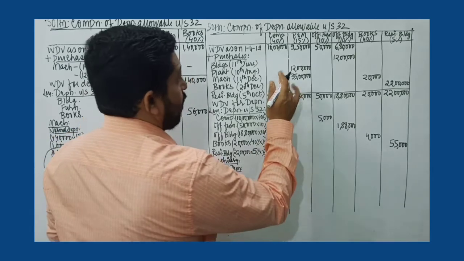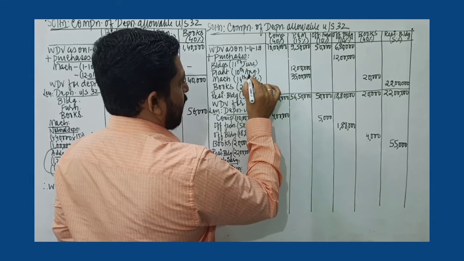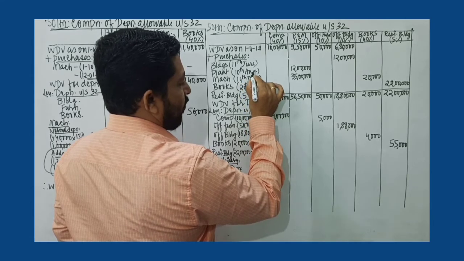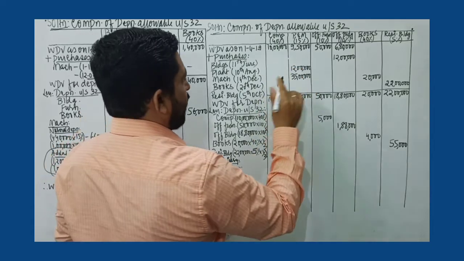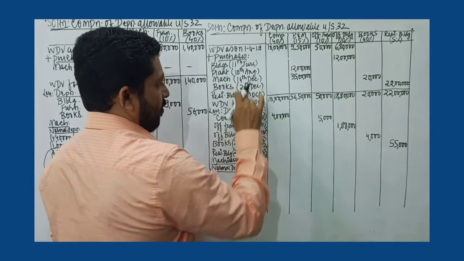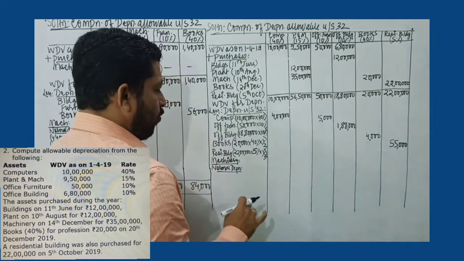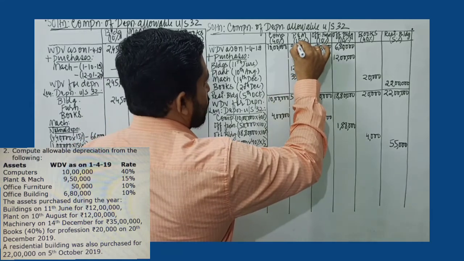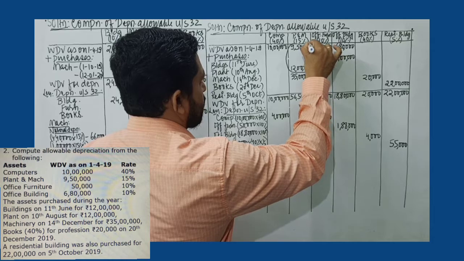So let's have a look. This 12 lakh worth asset is purchased on 10th of August. So 10th of August to 31st of March definitely is more than 180 days. Whereas this machinery is purchased on 14th of December. So 14th of December to 31st March is less than 180 days. So when it comes to normal depreciation, I will combine these two numbers.